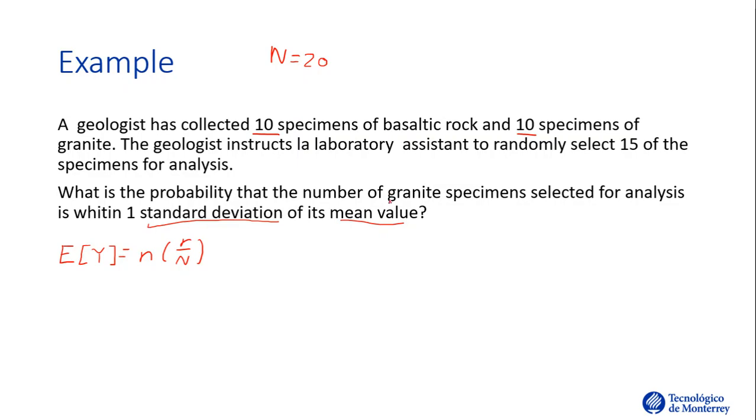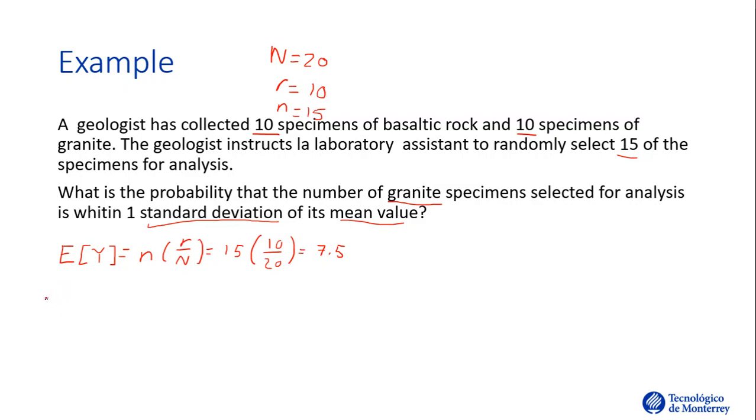We are interested in exclusively one type of specimens. Hence, the number of successes is given already from the beginning of the exercise. The sample size is 15. And now we can substitute values in our formula. This is nothing but 15 multiplied by 10 divided by 20, what gives us 7.5, the average of granite specimens that we will find in the sample of 15 specimens.